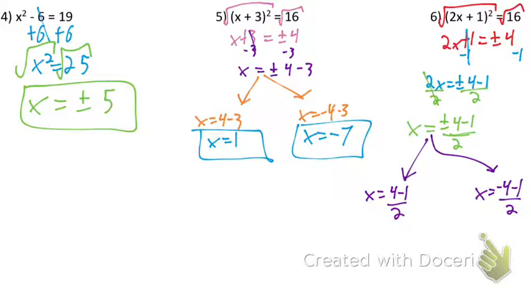Okay. The left equation, 4 minus 1 is 3. 3 over 2, I'm okay with us leaving it that way. Second equation, what's a negative 4 minus 1? Negative 5 over 2, I'm okay with leaving it that way. Those are the two answers there.